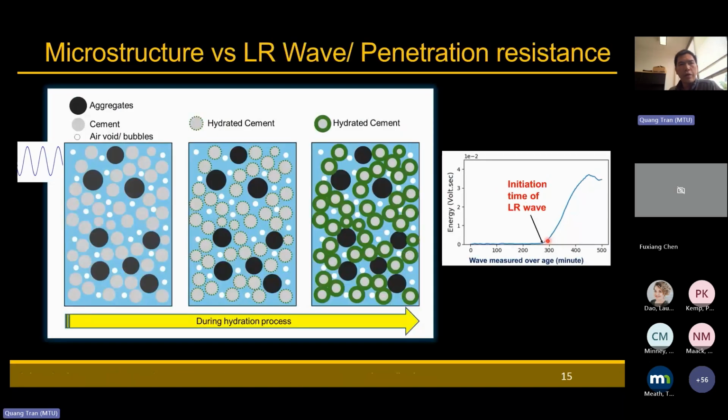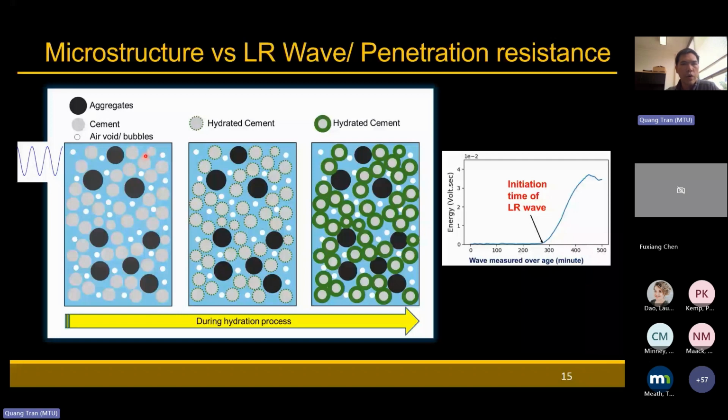So once again, you can imagine what is happening in structures like this schematic shows. On the left figure, I have all the components within the concrete matrix. The black circle here is the aggregate, and we have a cement particle, and of course some air void, and the surrounding is the water.